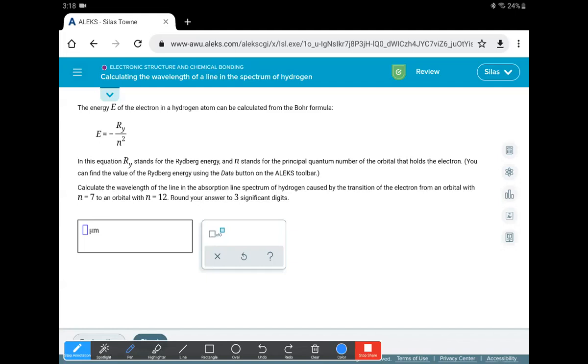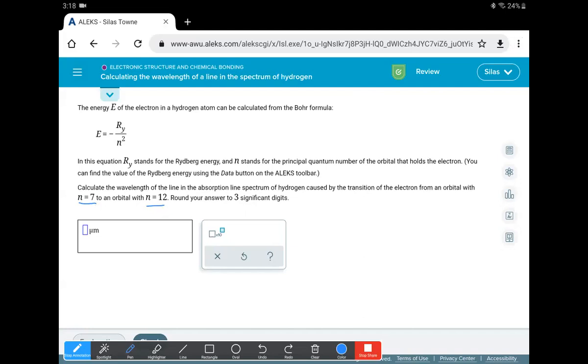Okay, so here we're trying to calculate the wavelength of a line in a spectrum of hydrogen. Now these questions are a little beyond what we saw in class. Here we've got n equals 7 to n equals 12. There's several different formulas you can use when solving this; sometimes you have a negative sign in there, sometimes you don't. Even ALEKS provides an equation that's different than what we saw in class.